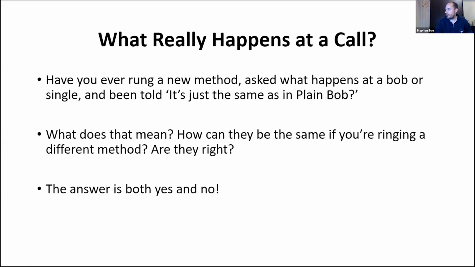So the last major part of the talk, which hopefully I'll get through in good time, is having a look at what really happens when the conductor shouts bob or single. So you may be someone who's occasionally rung a new method, and you might have asked the conductor or one of the other ringers, what happens at a bob or a single in this new method? And they'll just say to you, oh, don't worry, it's just the same as plain bob. And you think, well, what on earth does that mean? How can it be just the same as in plain bob? How can they be the same if you're ringing a different method? Are they even correct? Well, I would say that the answer is both yes and no, and I'll try and show why.